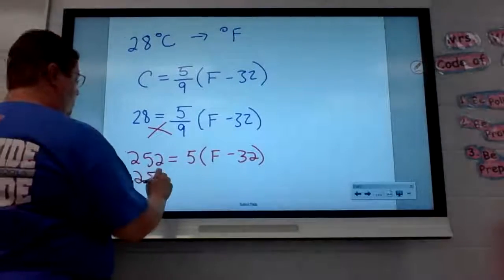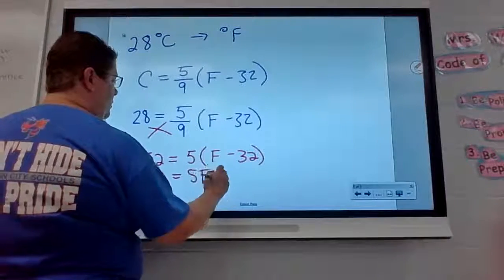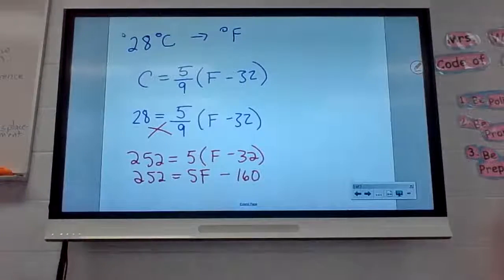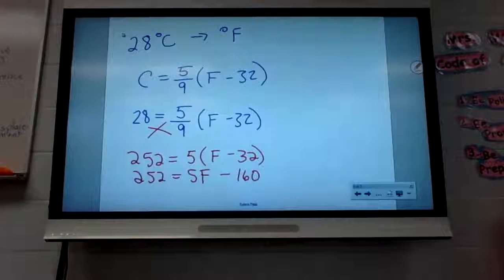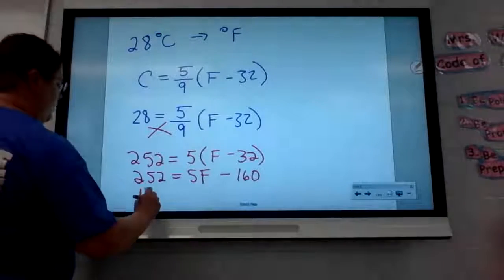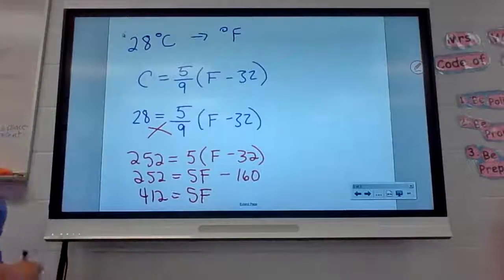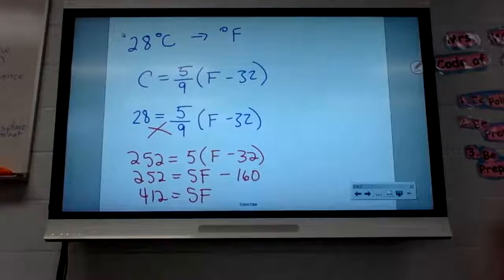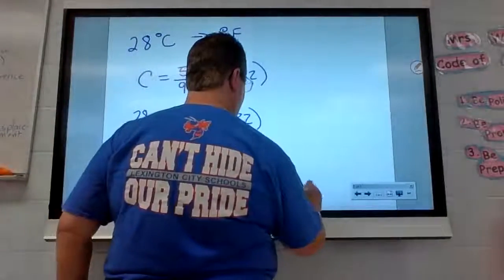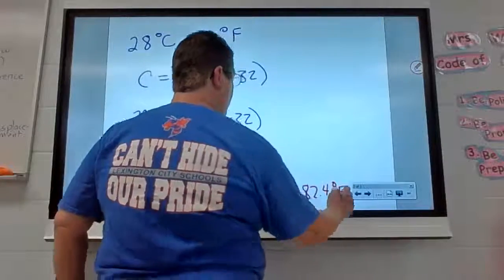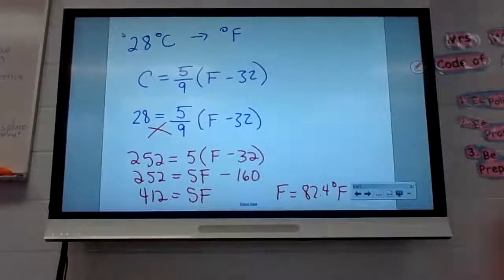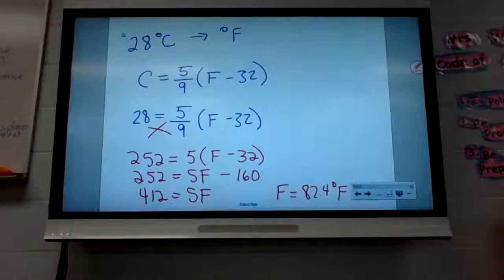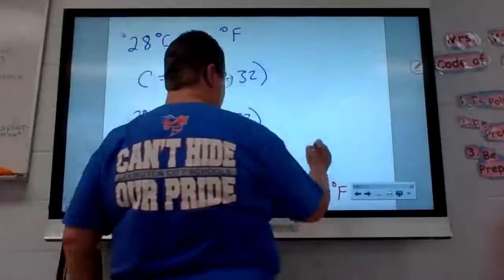So 252 equals 5F minus 160. All right, so what would we have to do from there? Add 160 to both sides. So we get 412 equals 5F. Divide by 5, and we get 82.4. Now, rounding for significant digits, I gave you how many? 2. So I need to round it to 82.